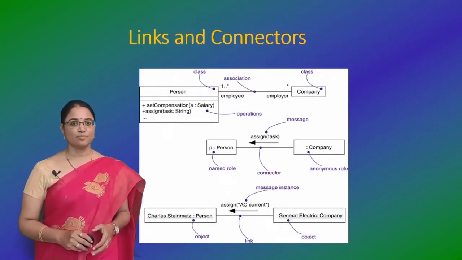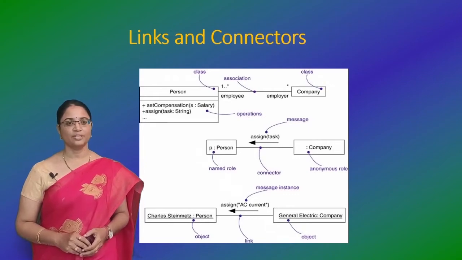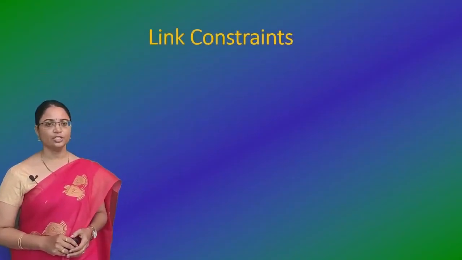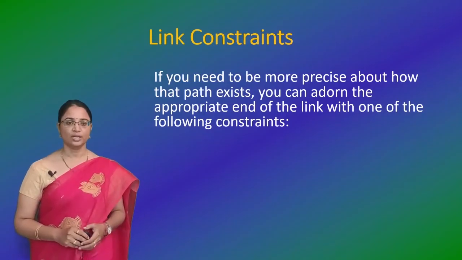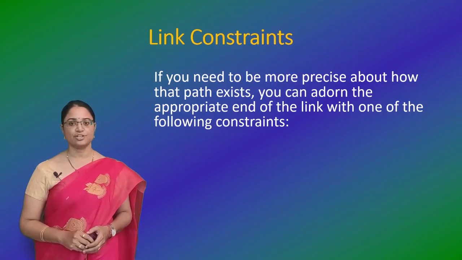A concrete message at the bottom represents the prototypical message declaration in the collaboration. Most of the time, it is sufficient to specify that such a path exists. If you need to be more precise about how the path exists, you can add to the appropriate end of the link one of the following constraints.